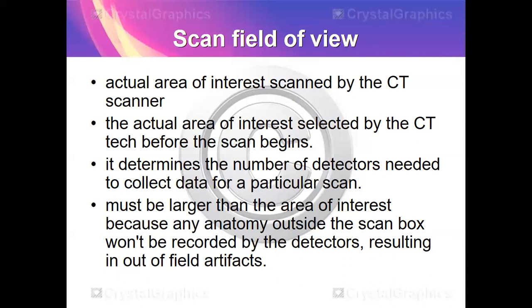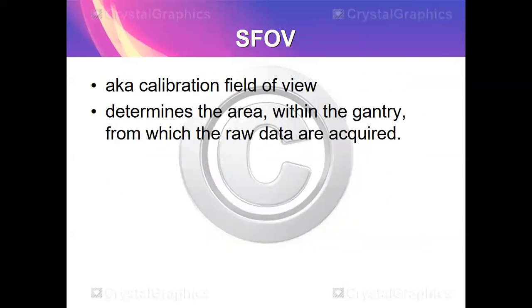So the scan field of view or the SFOV must be larger than the area of interest. Siyempre, magbibigay tayo ng allowance. So hindi siya yung exactong ganun yung size. So, kailangan may allowance tayo on all sides, di ba? Para may hindi na-cut off. So, must be larger than the area of interest because any anatomy outside the SFOV won't be recorded and it will result in out-of-field artifacts or simple yung cut-off na tinatawag natin.